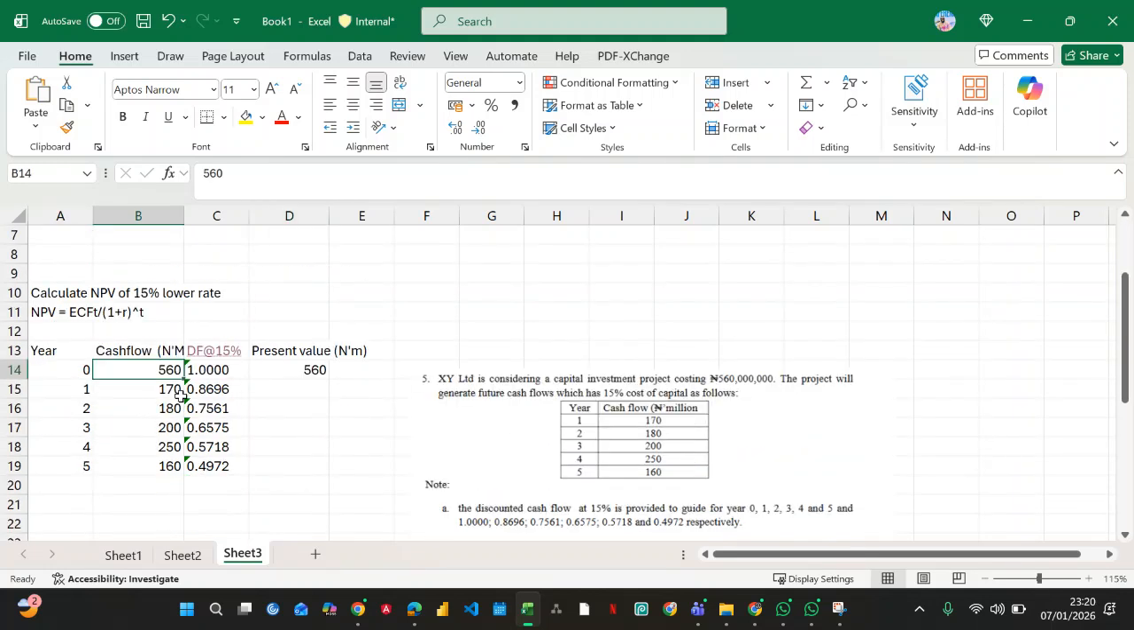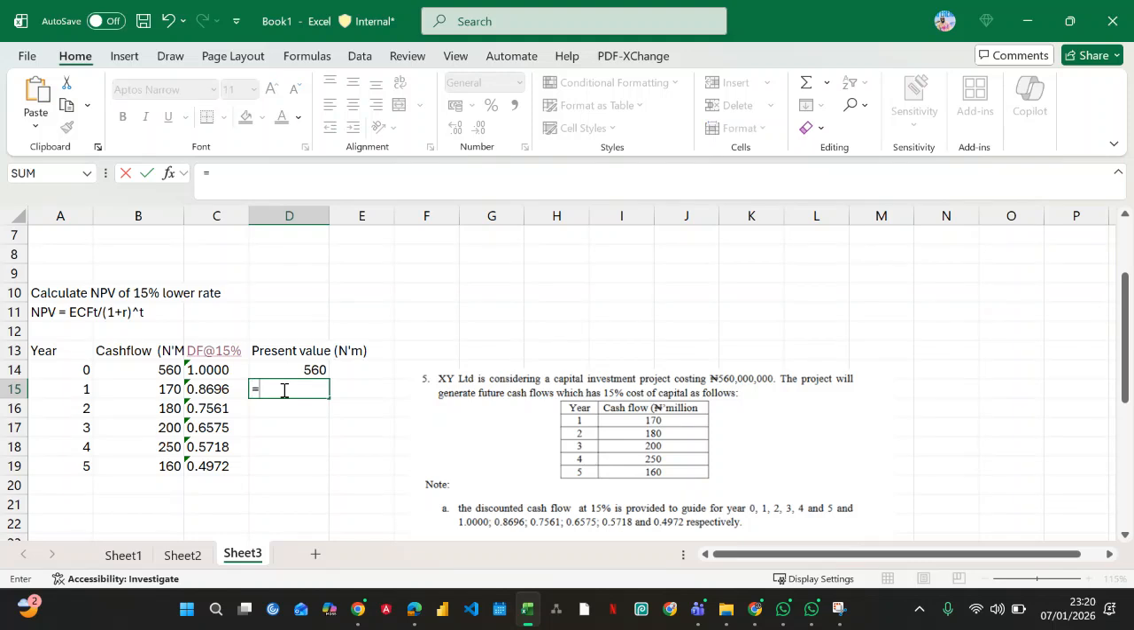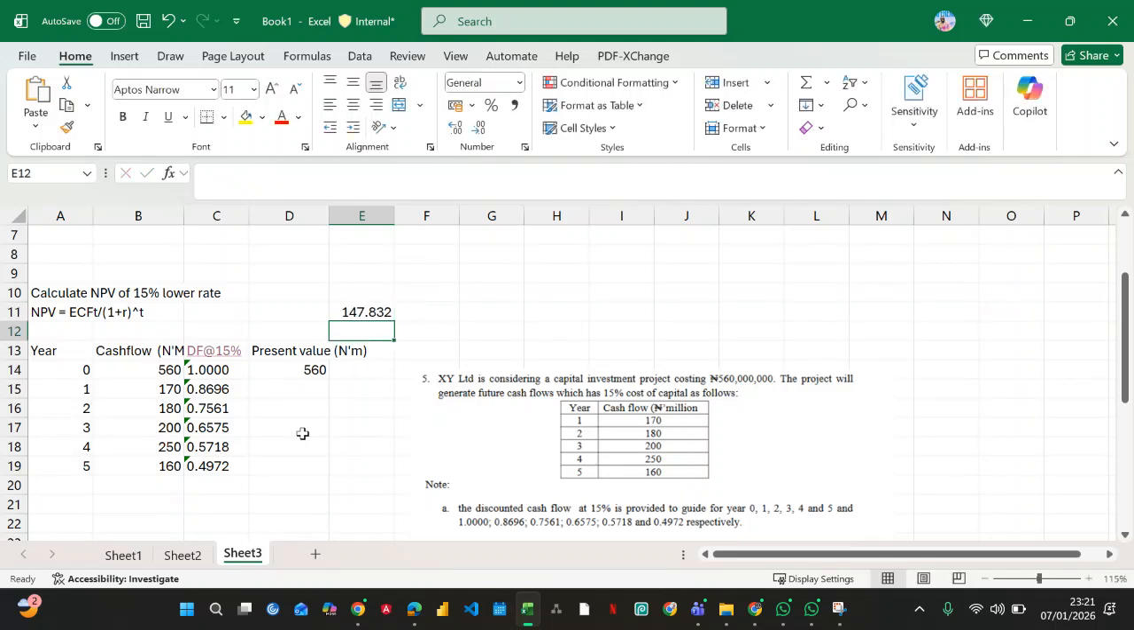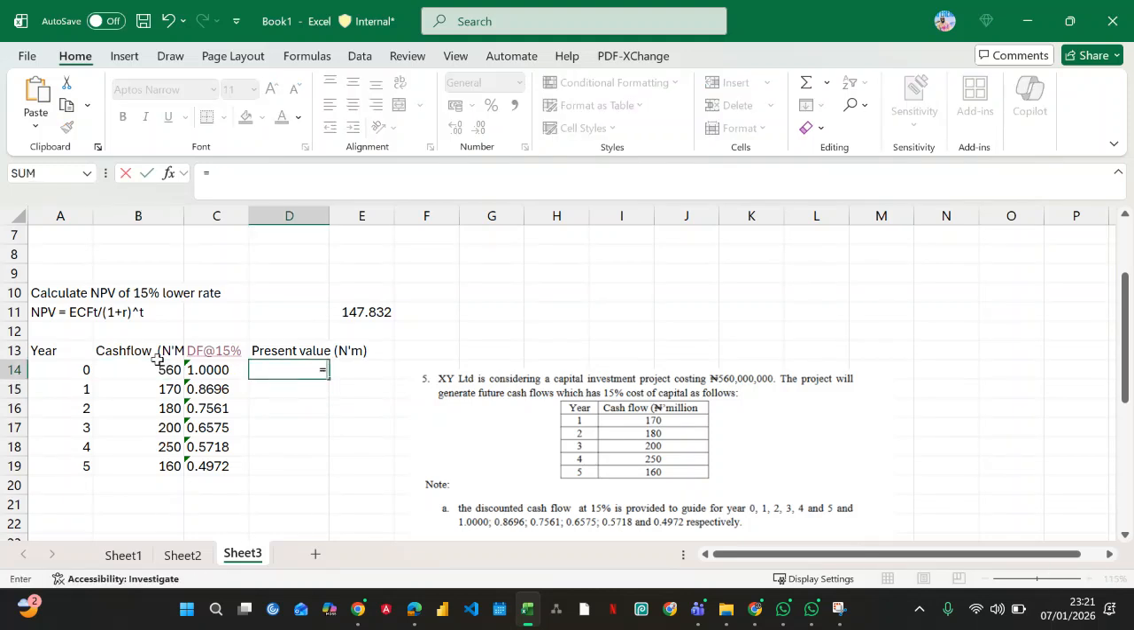So what we have here now, look at this value here. This value multiplied by this gives us this. This one multiplied by this, we now get the next thing you're looking for. So if I say 170 multiplied by 0.8696, what do you get? This is what you're going to do here.